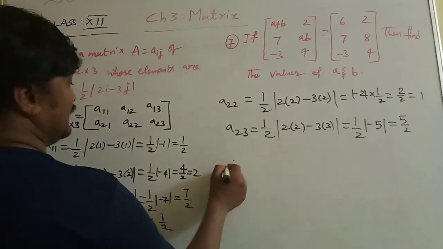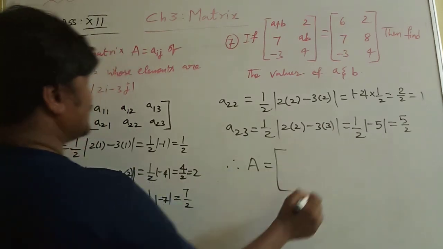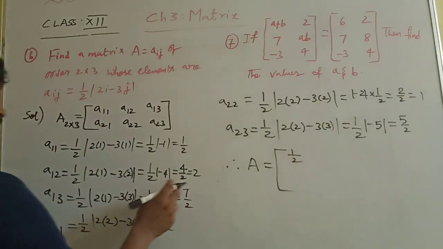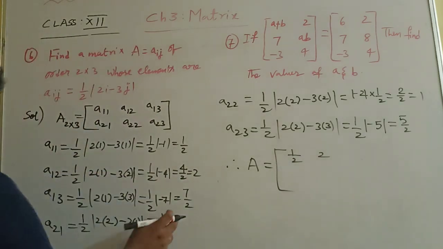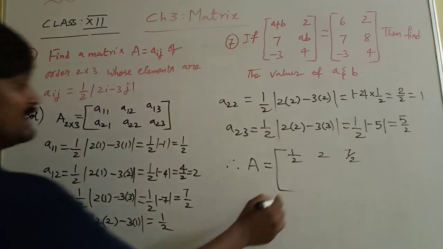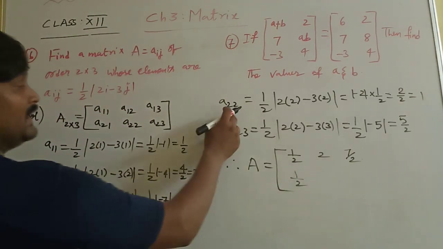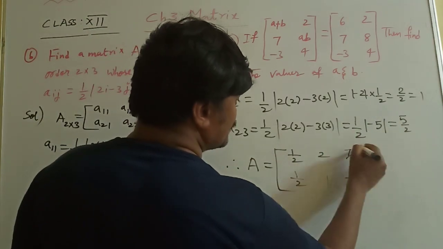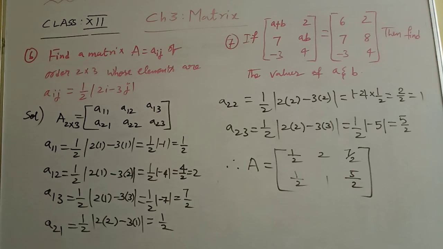Now at last you can write, therefore, capital A is equal to: a11 is half, a12 is 2, a13 is 7 upon 2, then next a21 is again half, then a22 is 1, a23 is 5 upon 2. So this is your matrix A. You got the answer as half, 2, 7 upon 2, half, 1, 5 upon 2. This is about your problem number 6.